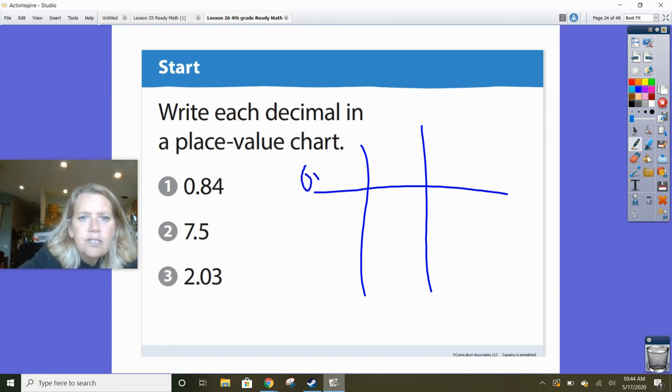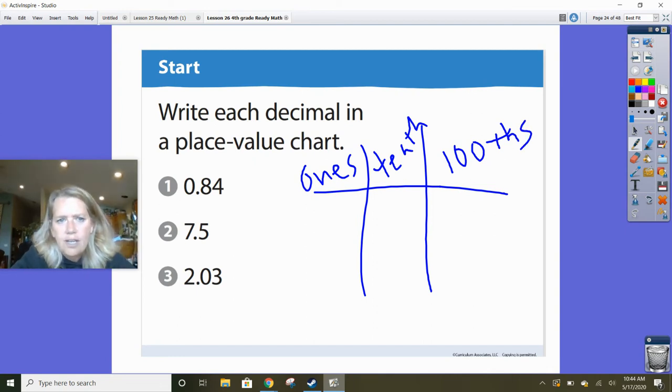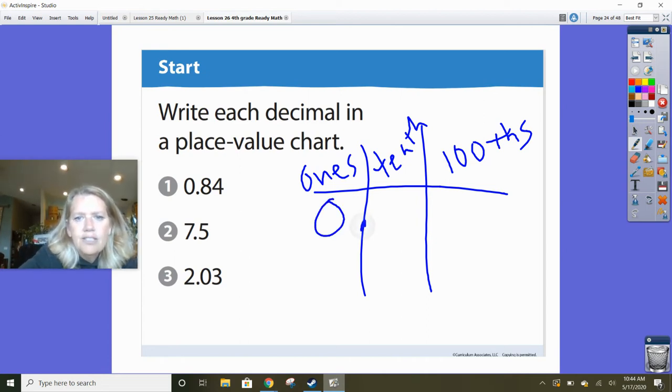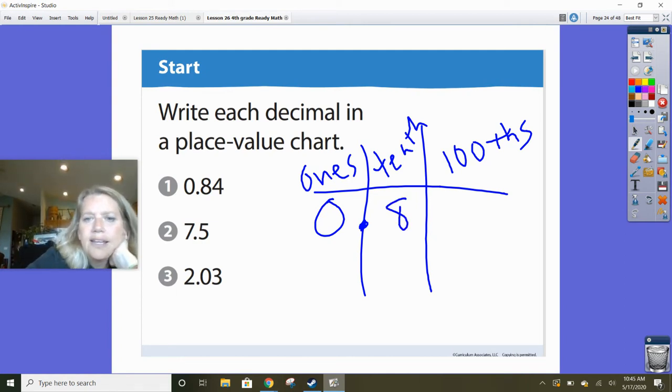So let's put ones. Tenths is our next place. And then I'm going to put hundredths. I'm going to label it that way because writing out the whole word is hard with my finger marker. So the first one is 0. And this is where your decimal is going to be, right on this line, because that's the point between ones and then part of 1. Whole numbers, part of a number. Okay, so 1 and 84 hundredths.